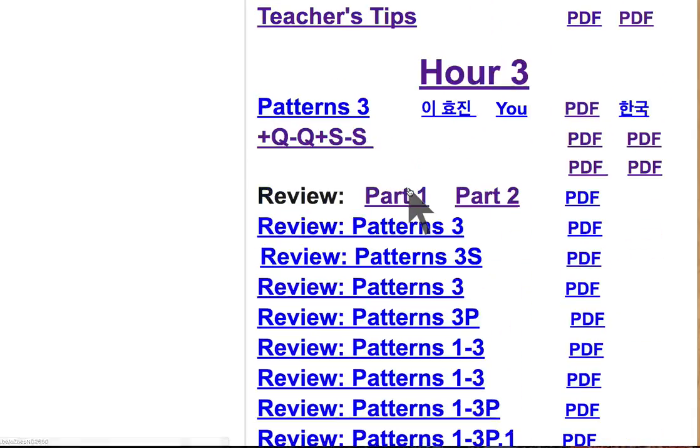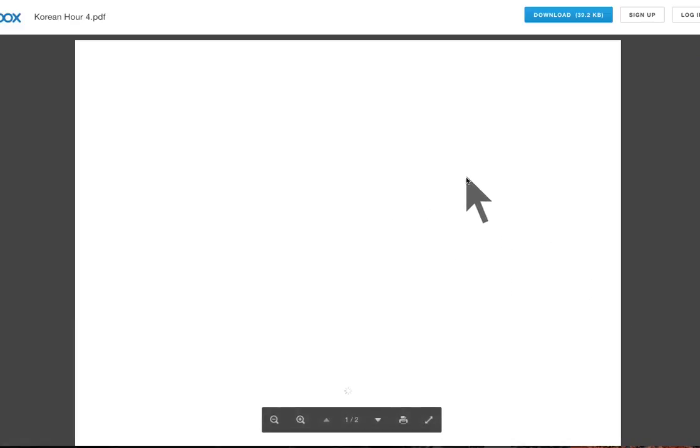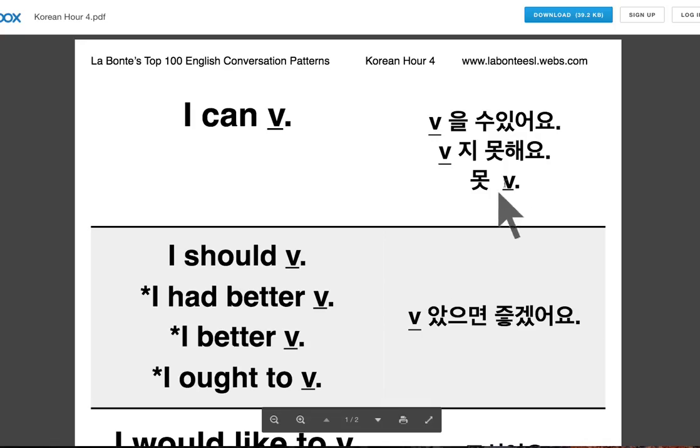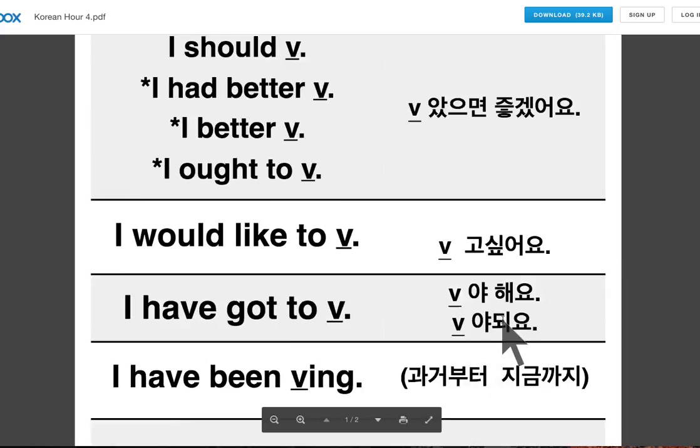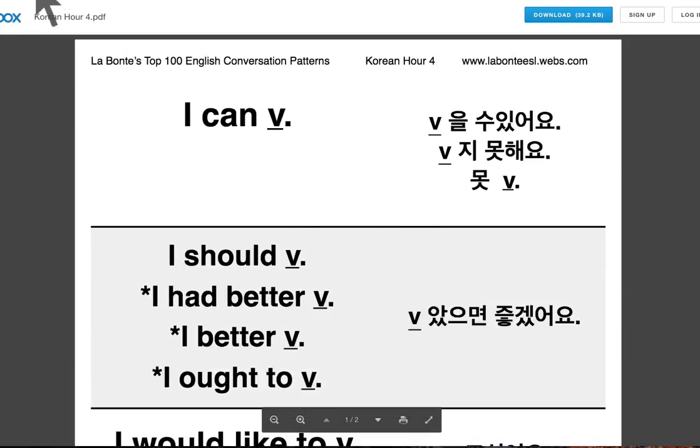So I also have this, by the way, this is Korean, but if you have Korean students only, I've identified the exact or relatively exact pattern used in their language.